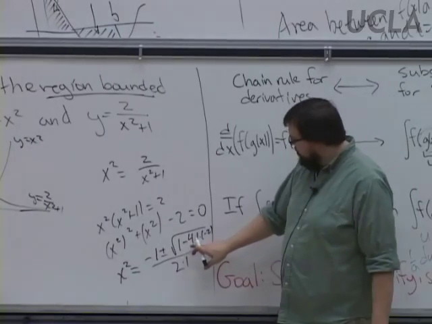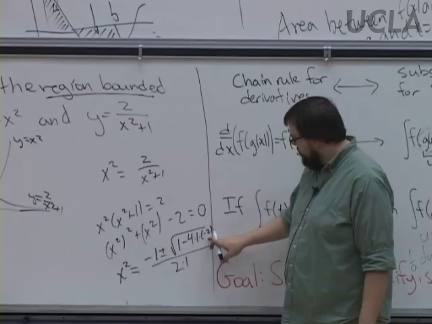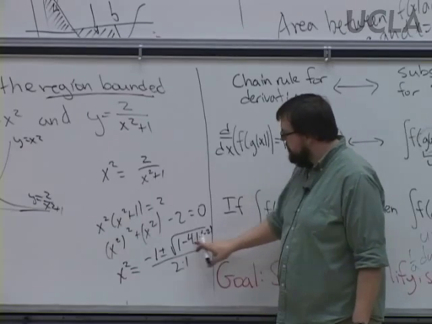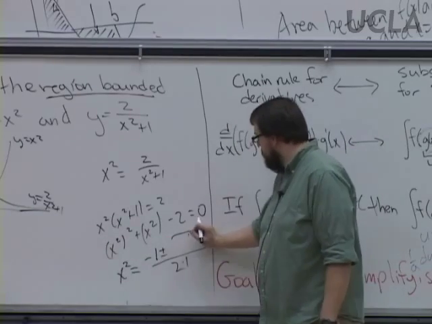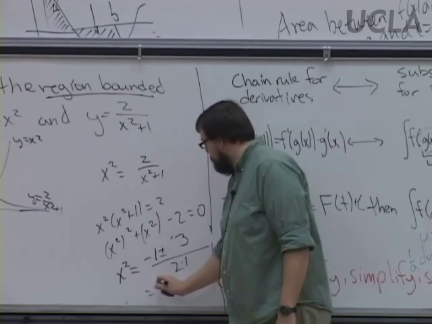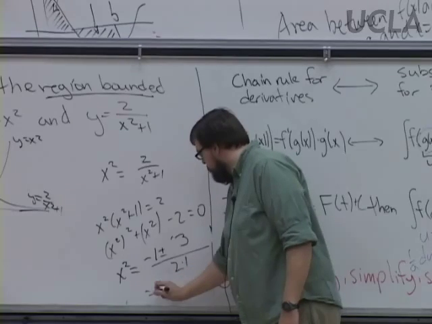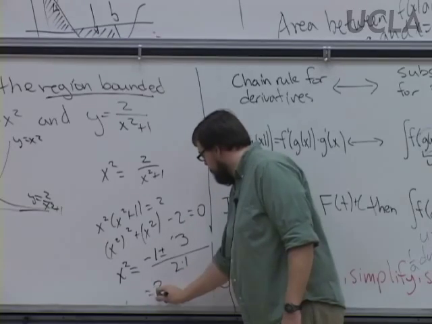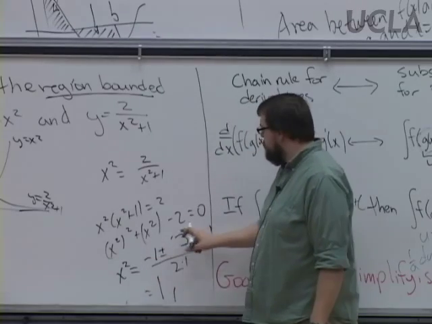Okay, so we simplify. 1 minus 4 times negative 1 times negative 2 is negative 8. So this is 1 plus 8, which is 9. Square root of 9 is 3. So this is negative 1 plus 3 over 2, which is 2 over 2, or simply 1. Or negative 1 minus 3 over 2 is negative 2.